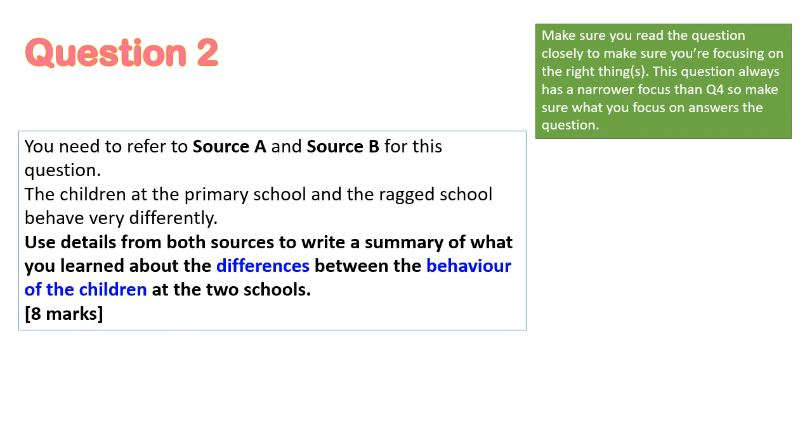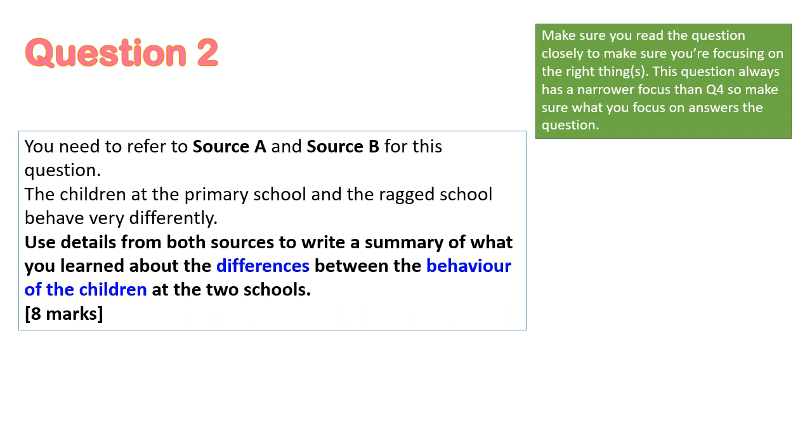This is often a fairly narrow focus, and you can find yourself writing about something completely incorrect and not getting the marks for it, so make sure you're confident on what it is. And for this one, it's about the behaviour of the children at the 2 schools. Use details from both sources to write a summary of what you learned about the differences between the behaviour of the children at the 2 schools.